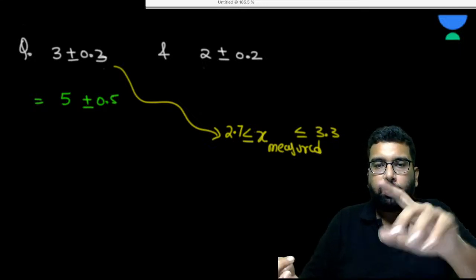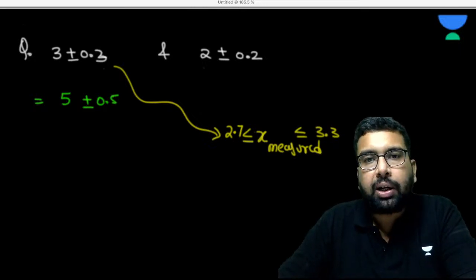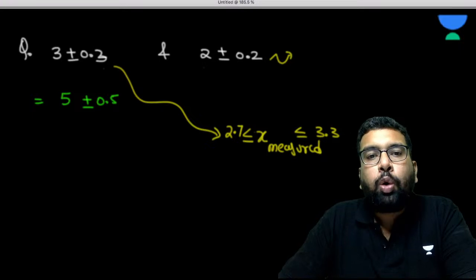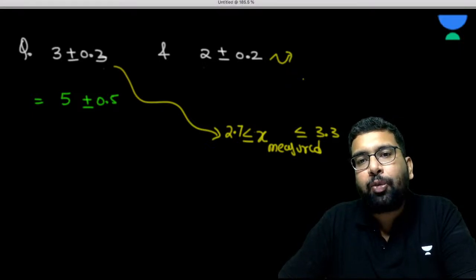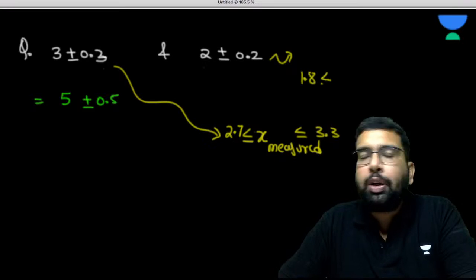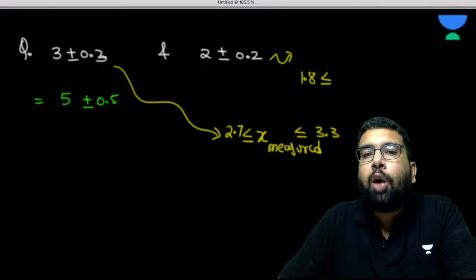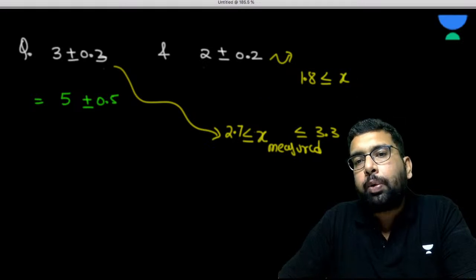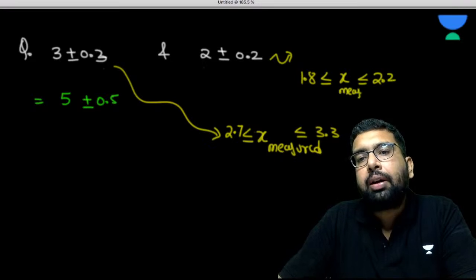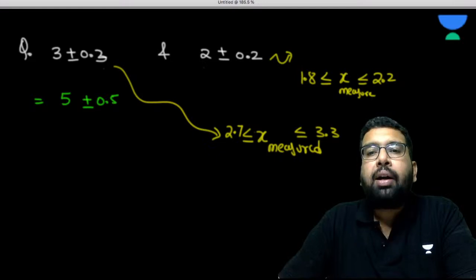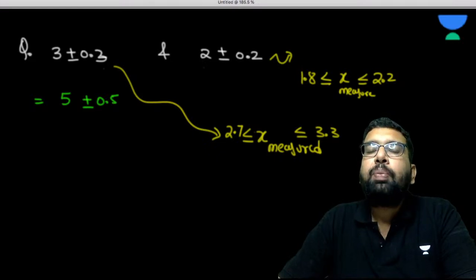Now, when we are adding these two quantities, for this other quantity, what could be the maximum errors? One could measure 1.8, or one could measure 2.2. So the measured value lies in between 1.8 and 2.2.